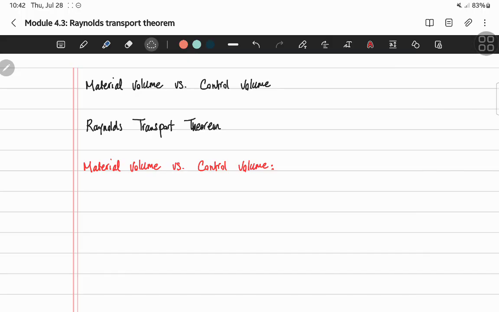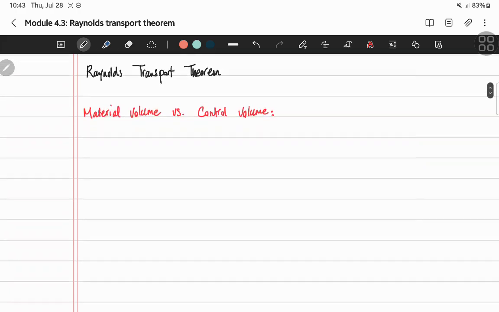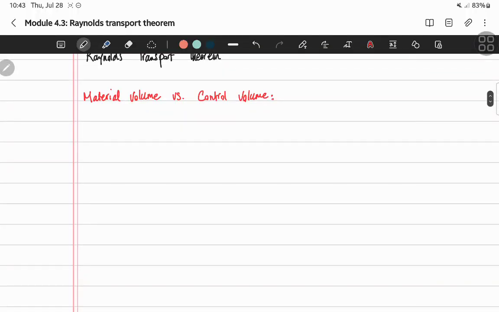So basically in this module we are going to discuss the material volume and control volume in more depth, and we will present the Reynolds transport theorem, and we will use this theorem to derive the field equations once more, and we will solve some problems based on this methodology. All right, so let's get it started by the material volume and control volume.